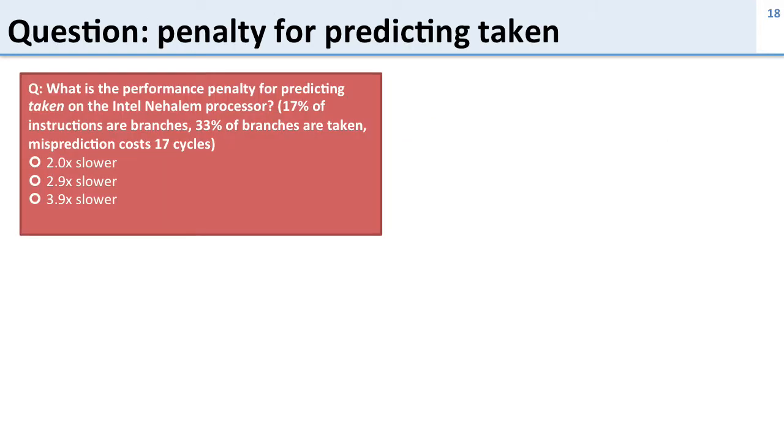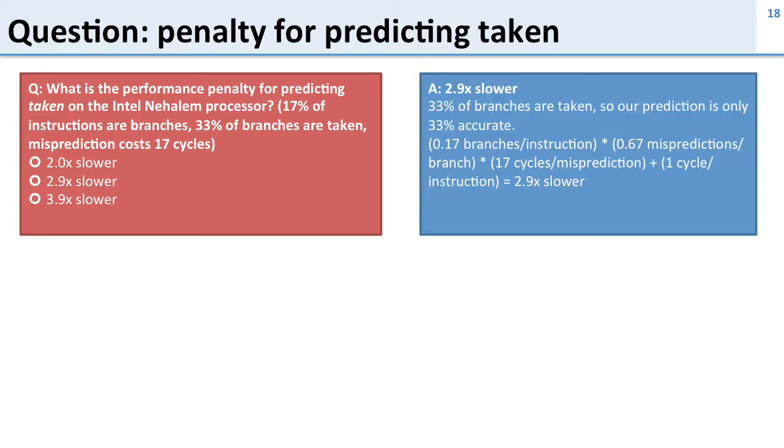So let's take a look at a question here. What is the performance penalty for predicting taken, as opposed to not taken, on the Nehalem processor? So same statistics as before: 17% of the instructions are branches, 33% of branches are taken, and the misprediction costs 17 cycles. Well, this is going to be 2.9 times slower, almost 3 times slower. So we had 17% of instructions being branches, and now we have 67% of the time we're mispredicting the branch. So we pay that 17 cycle penalty 67% of the time, and that's going to be 2.9 times slower.